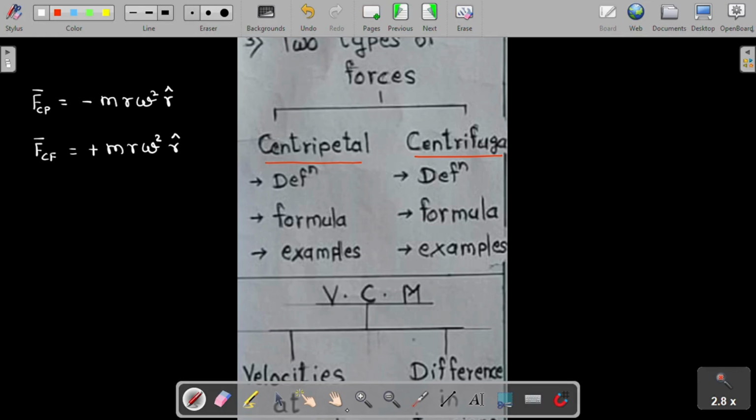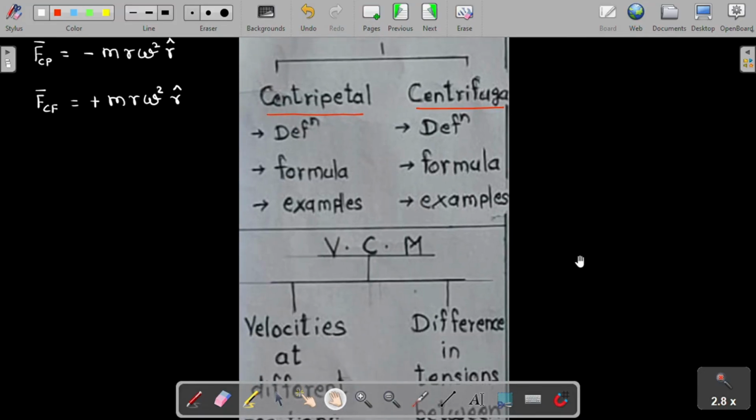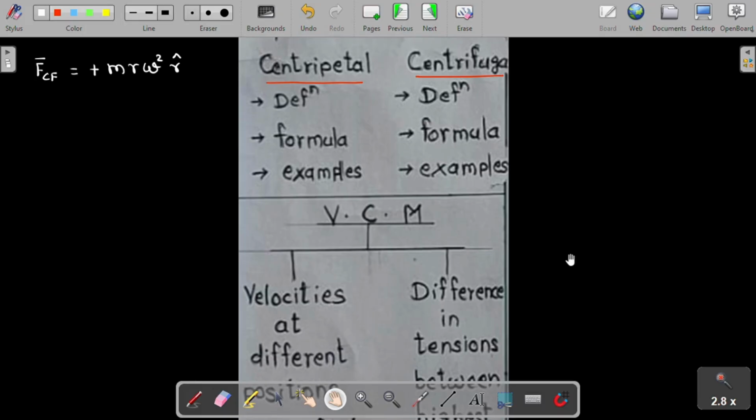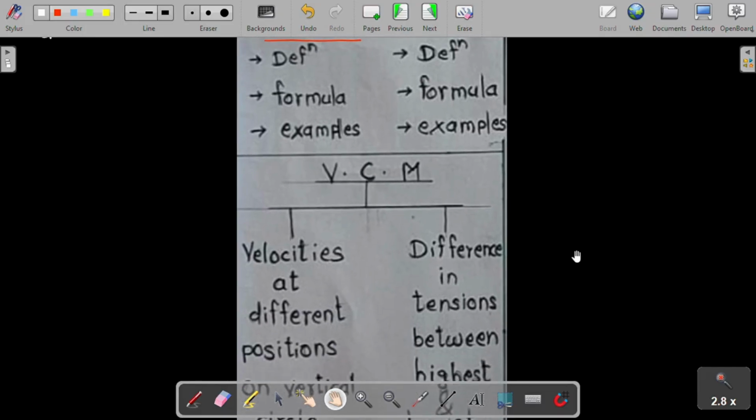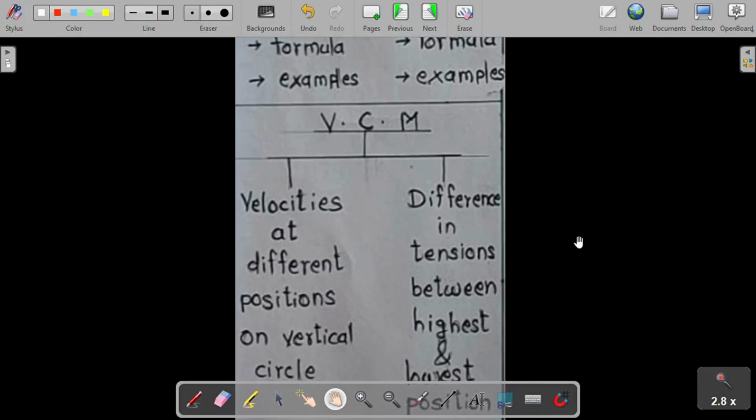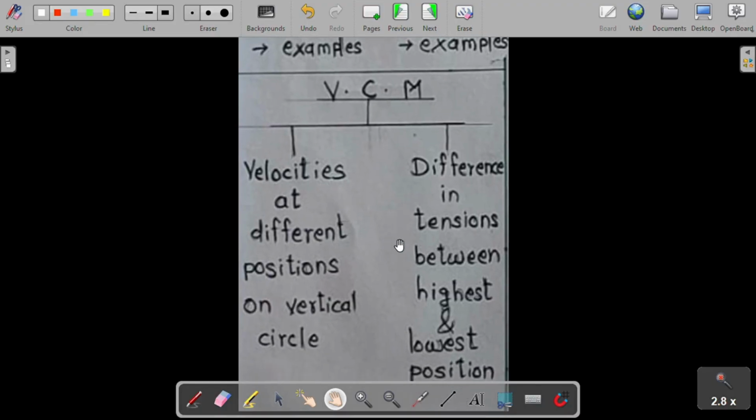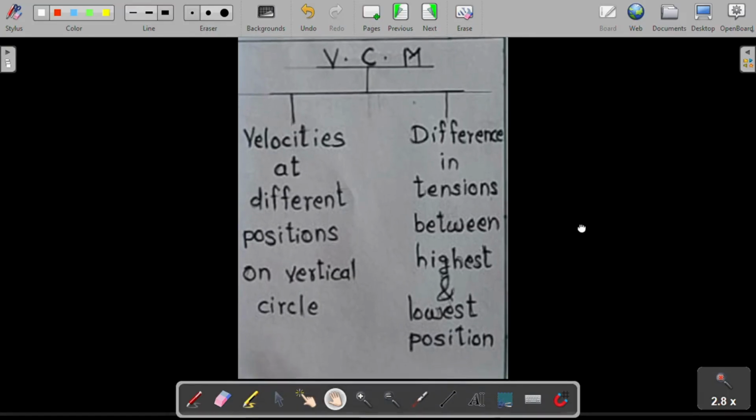Then we will have to study the vertical circular motion, or you have studied it, as we are doing the revision. Now a lot of topics and subtopics are there. Here I have just shortlisted the velocities at different positions on the vertical circle, and the difference in tensions between the highest and lowest positions. These are the important derivations that could be asked in a board exam. Right? Getting it? Next.